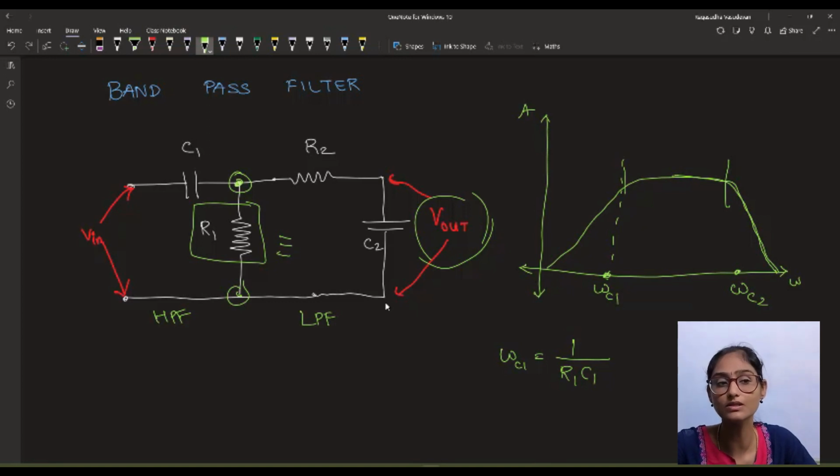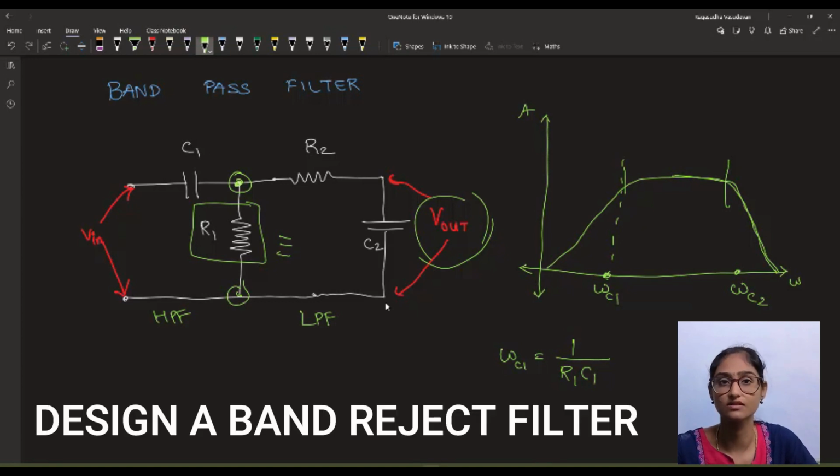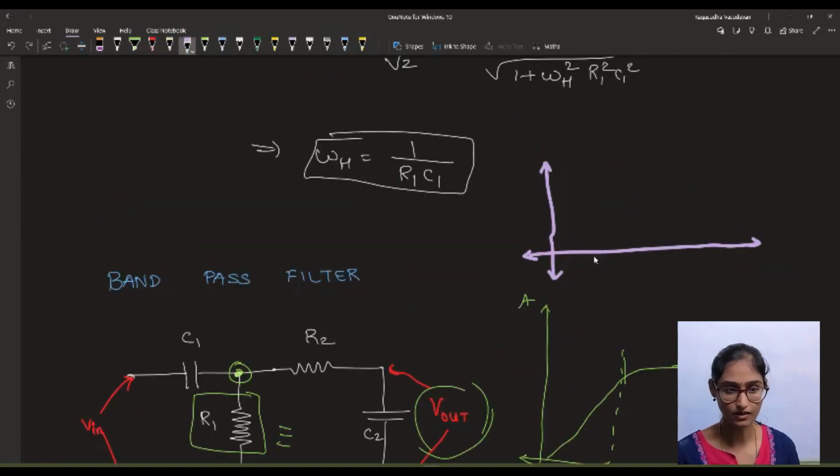Using passive components, we can design the filter circuit. Similarly, for a band reject filter, how should you design this circuit? You should have a high pass filter cascaded with a low pass filter. Okay, so I want you all to take your notebook, draw the waveform of a band reject filter, because this is going to reject one band of frequencies. If it is up to a particular frequency, it will pass.